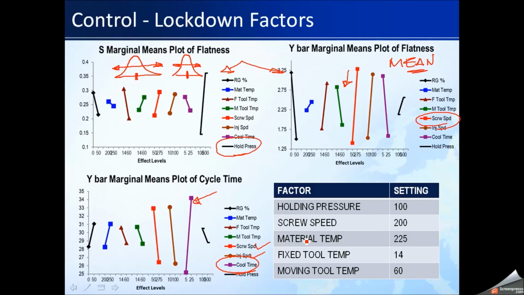So as a result of those simple graphs, they've decided on holding pressure at 100, because that was the release variability for flatness. Screw speed up at 200, material temperature 225, fixed tool temperature has gone to 14, and move-in tool temperature has gone to 60. So they fixed 5 of the variables just using simple graphs. Just took them 12 tests to figure that out. Yeah, so we've got the flatness now better controlled. We've got the cycle time going pretty quick. So looking good so far.